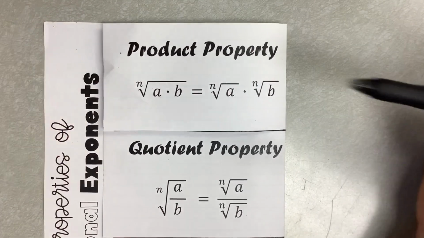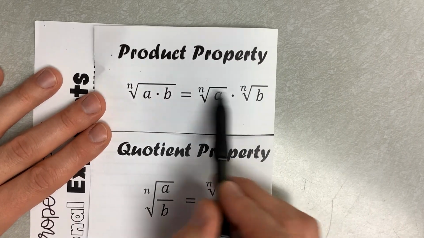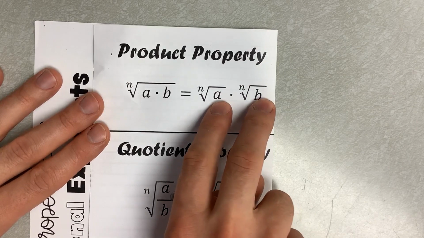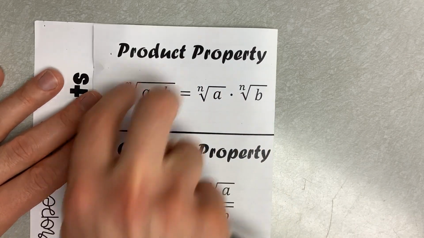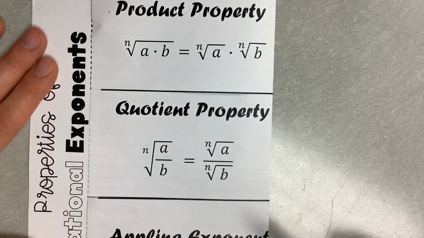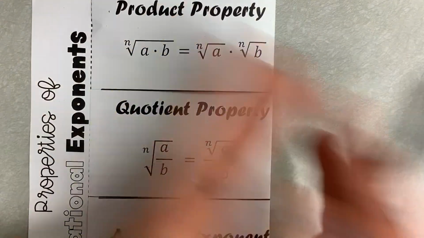Product property simply states if you have two square roots with the same index, and you're multiplying them, so if I had an A and a B inside these two houses here, I can just multiply them together because they're from the same index. It's kind of like terms of the radical world, just as in quotient property, right? And we can rewrite them both ways. They go forwards and backwards.